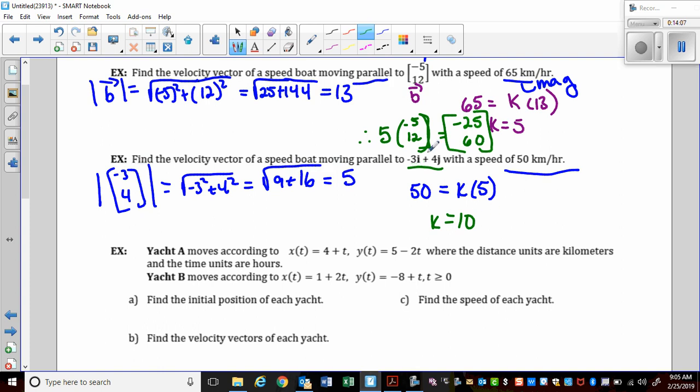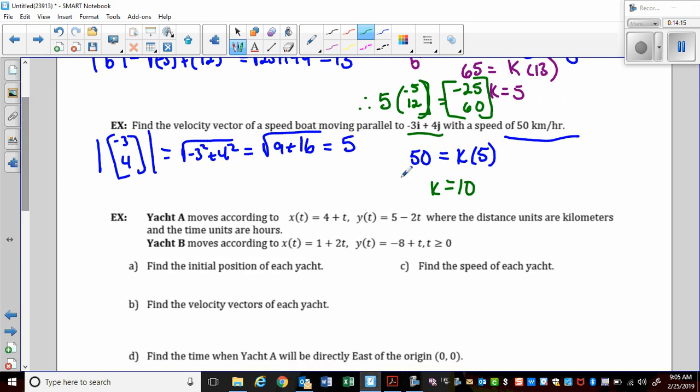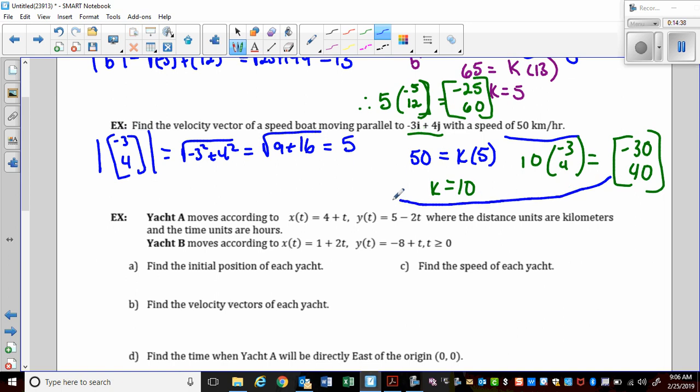And then we're just going to multiply that by our directional vector. This is my directional vector. So I have 10 times the -3, 4, which is -30, 40. That's it. I'm going to write it in the same form because they had it in the unit vector form. So let's just write it in the right form. So we're going to put -30i plus 40j.